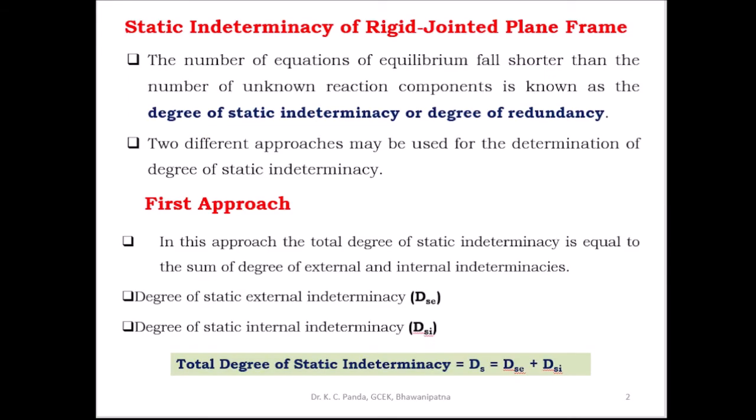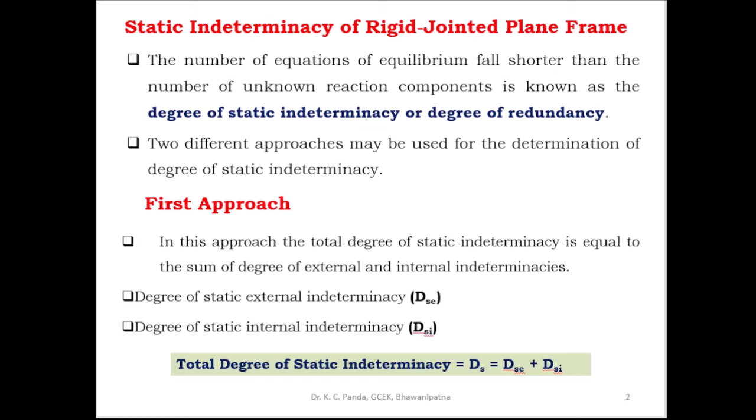What is a statically indeterminate structure? Statically indeterminate structures are those structures which cannot be analyzed with the help of equations of static equilibrium alone. These structures are also known as hyperstatic structures. In this structure, the number of unknowns is greater than the number of independent equations derived from the condition of static equilibrium.